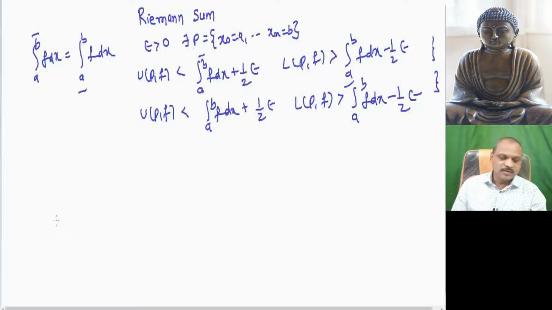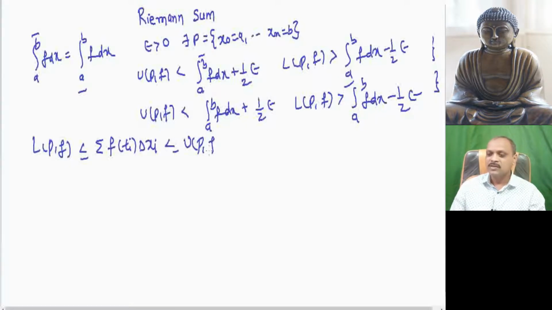Then we have the lower sum and the upper sum, U(P,f). L(P,f) is less than or equal to the summation of f(ti) Δxi, which is less than or equal to U(P,f). As I just told you, we have taken the function x squared on the interval 1 to 2, where the maximum value is 4 and the minimum value is 1. So all the values of f(x) lie between 1 and 4. This is the infimum, so the infimum value is L(P,f) here.